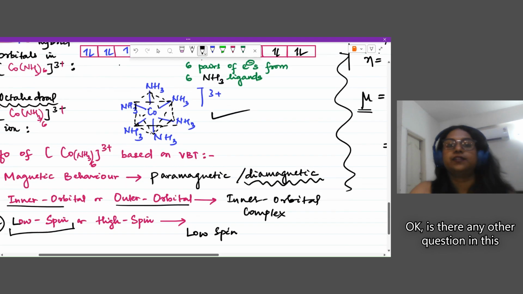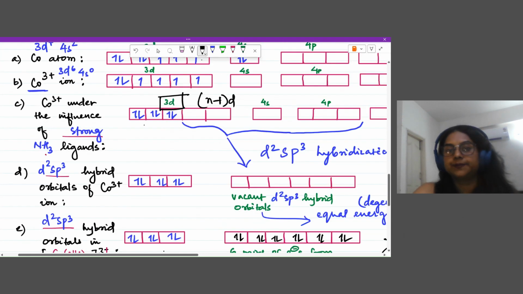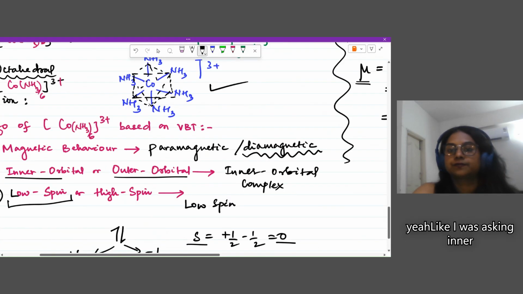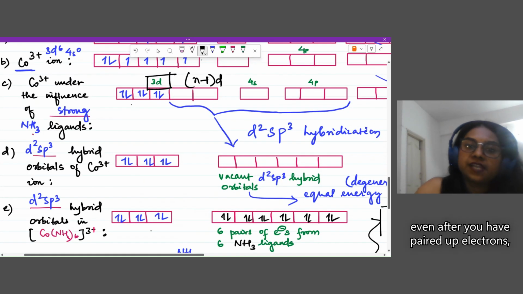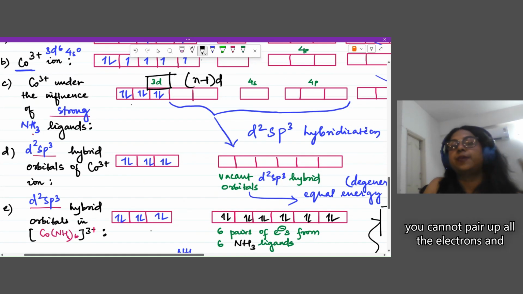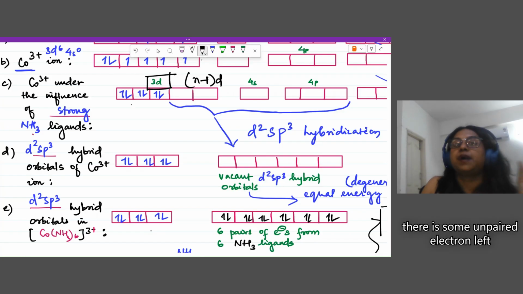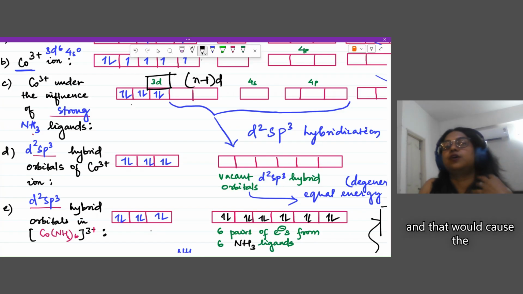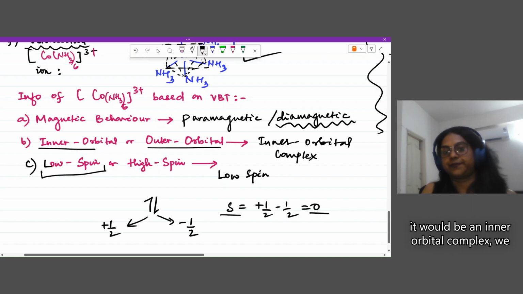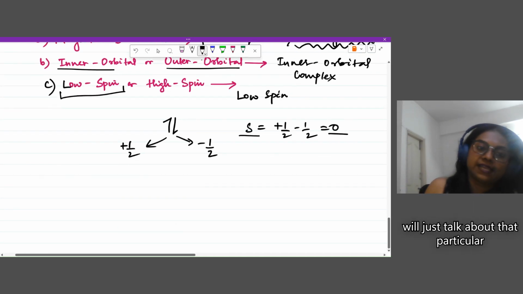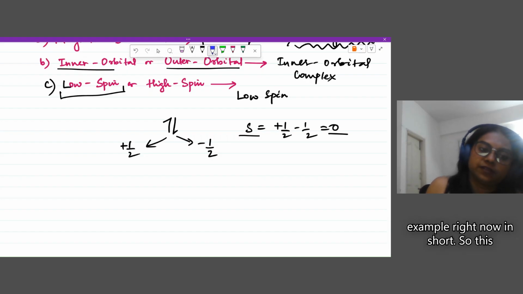Is there any other question in this particular example? Like I was asking, inner orbital and low spin, does it have to always be like this? Is there any case where an inner orbital and a high spin complex is formed? Yes, you would find inner orbital and high spin also in certain cases where even after you have paired up electrons, you cannot pair up all of them, and some unpaired electron is left. That would cause the complex to be high spin, although it would be an inner orbital complex. We would see an example like that, so I'll just talk about that particular example right now in short.